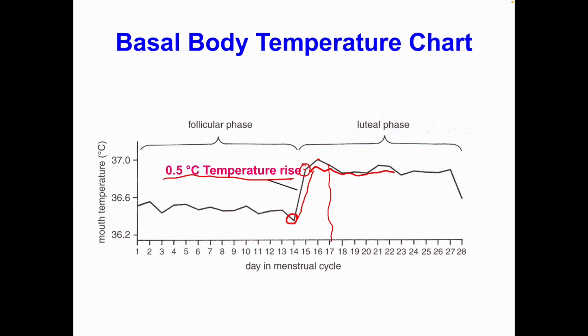You can also see that towards the end of the cycle, the body temperature starts to fall, and that coincides with the degeneration of the corpus luteum. Falling levels of progesterone means that the body temperature falls, and that would be a signal that menstruation is about to start.